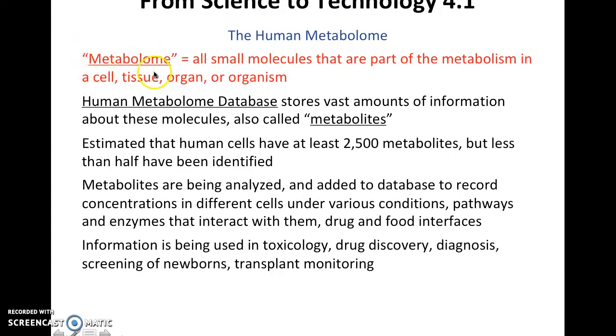A metabolome includes all molecules that are part of metabolism in the cell, and then cells come together to make up tissues, tissues come together to make up organs, and organs come together to make up the organism. So metabolomes are all small molecules involved at any level in the metabolic process. Another name for them are metabolites. Human cells have at least 2,500 metabolites, but less than half have actually been identified.